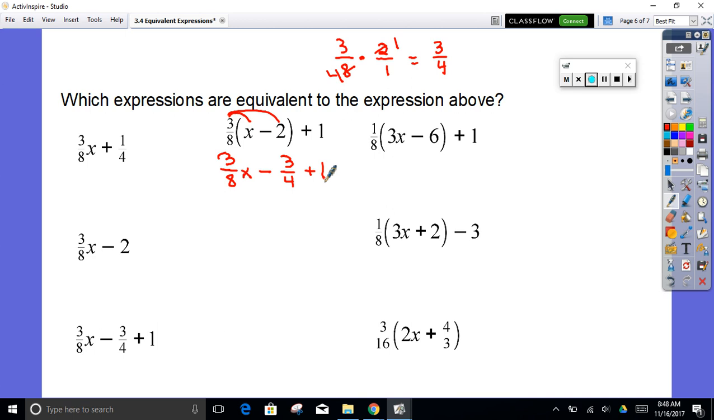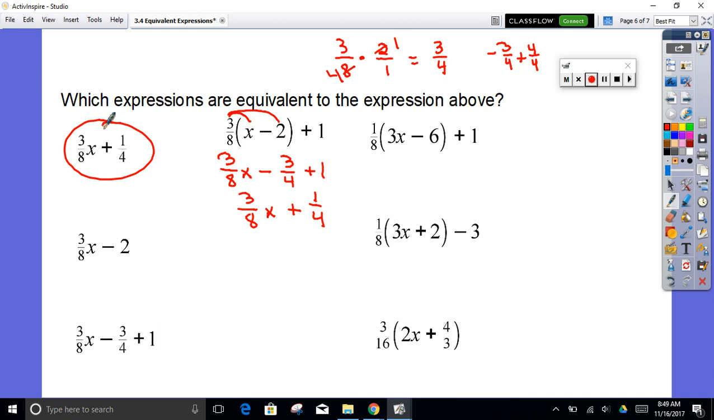Now when we combine like terms, we can combine the -3/4 plus 1. You could write this out as -3/4 plus 4/4 if that's helpful, or you might just know that if you subtract 3/4 from 1, you're going to be left with 1/4. So the answer would be 3/8 x plus 1/4. So we can see, wow, this one says exactly what we got. So it is definitely an equivalent expression. What about the next expression? Braden, would this one be an equivalent expression to what we had here?